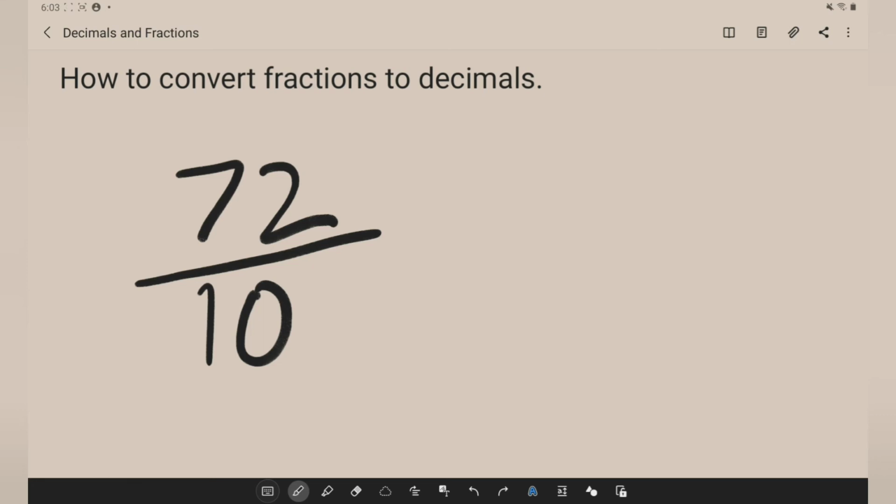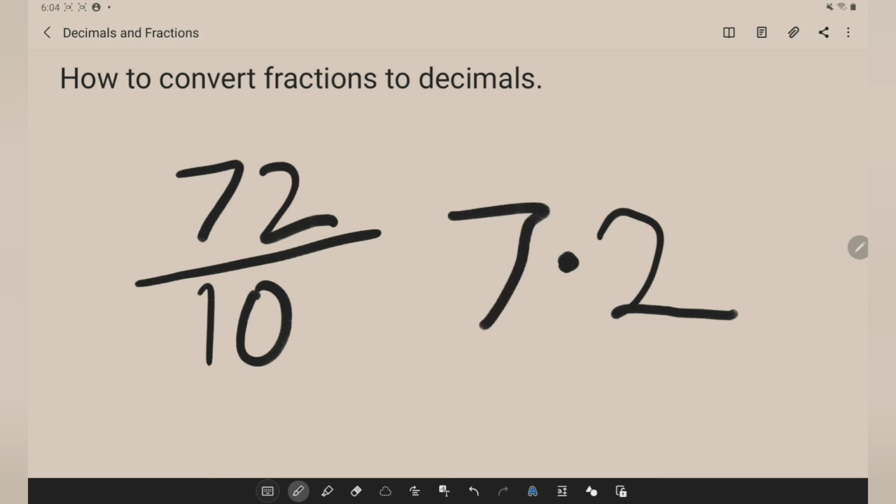Well, first we're just going to do the 2, so 0.2. Now, as you saw, I wrote 72, so we can just remove the 2 and focus on 70. The 70 is 7 times more than 10. So we are just going to write the 7 over here simply. The answer is 7.2. Now you might be asking how?